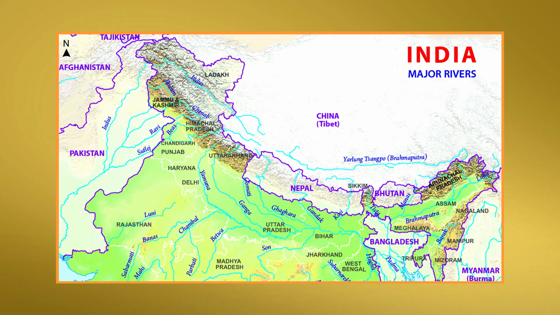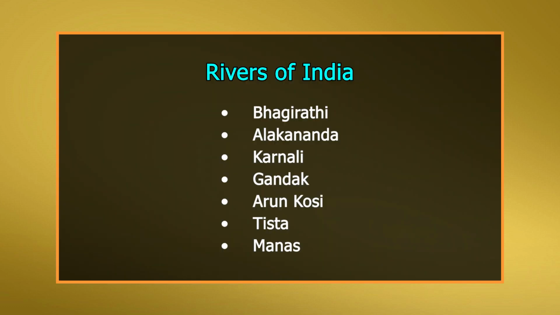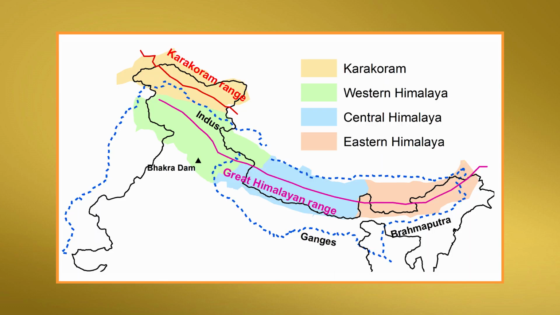The three important rivers of India, namely the Brahmaputra, the Satluj, and the Indus, have their sources near Lake Mansarovar, which is in Tibet, situated to the north of the Great Himalaya. A few other rivers, such as the Bhagirathi, Alaknanda, Karnali, Gandak, Arun Kosi, Tista, and the Manas, have cut back their courses in the Great Himalaya and have thus formed very deep gorges. These rivers, for some distance, run parallel to the mountain ranges before they descend on the plains of northern India.